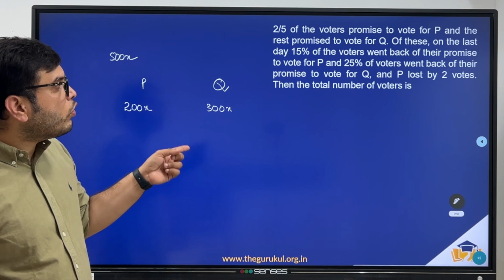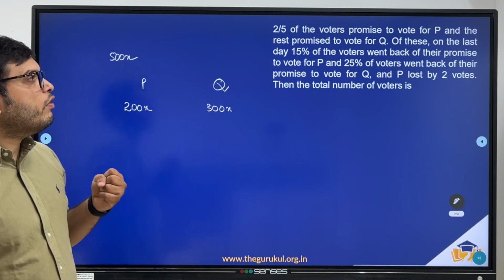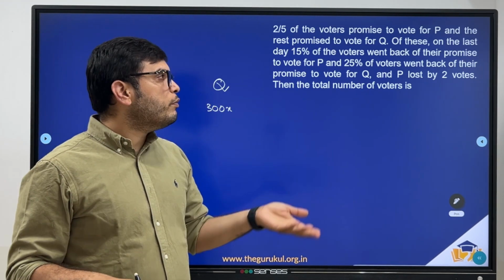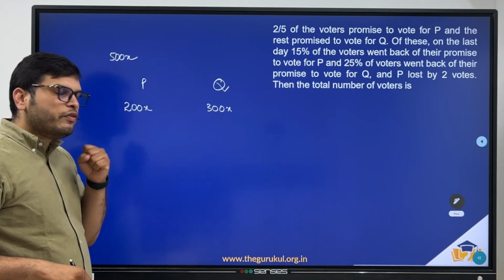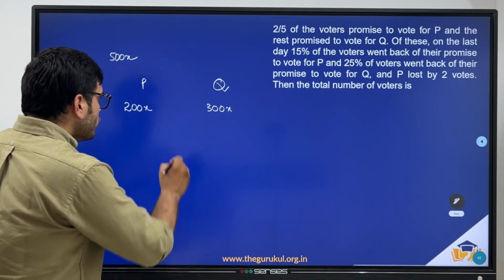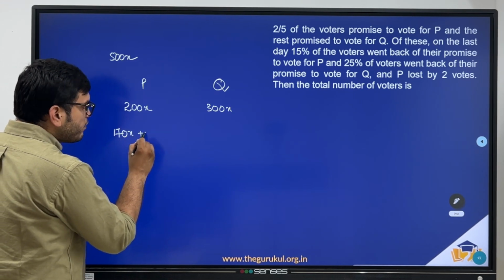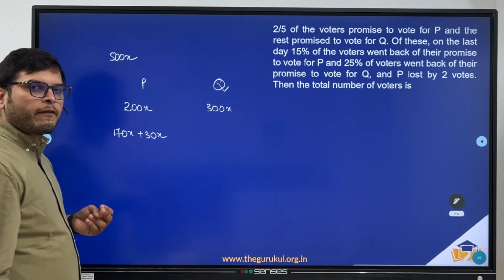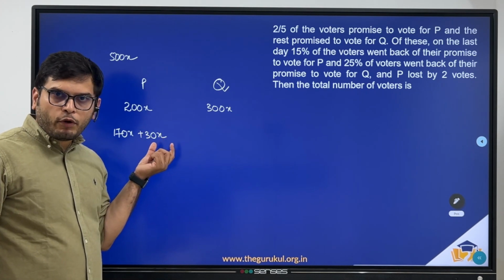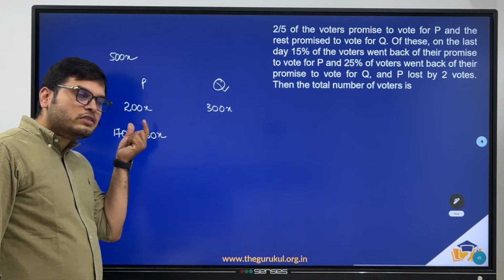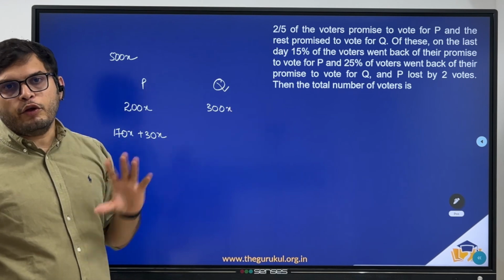Of these, on the last day, 15% of the voters went back on their promise to vote for P. Now, what is 15% of 200x? 30x. So I will write this as 170x plus 30x. They did not keep their promise. So these 30x persons, who did they vote for? They voted for Q.